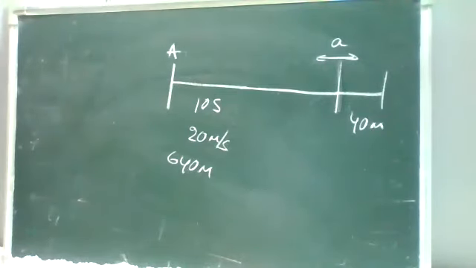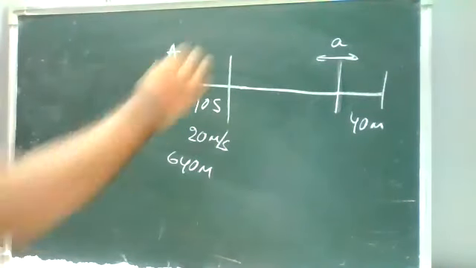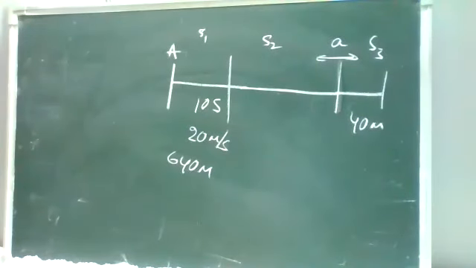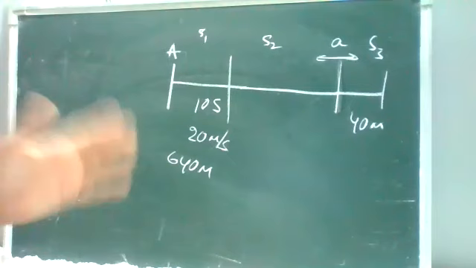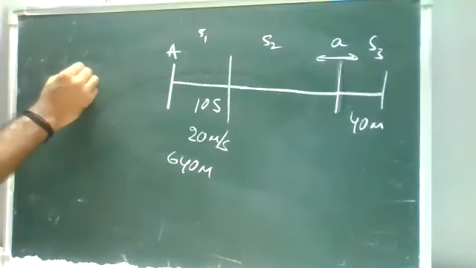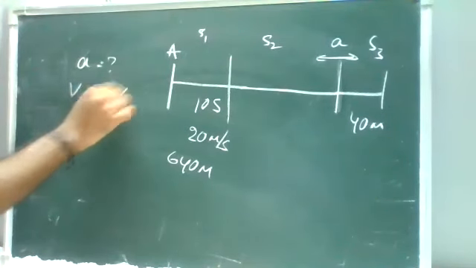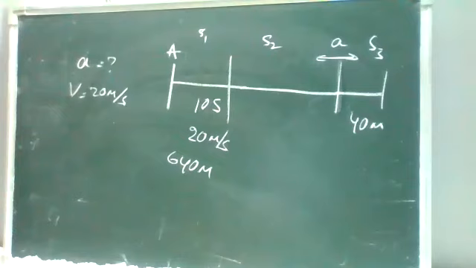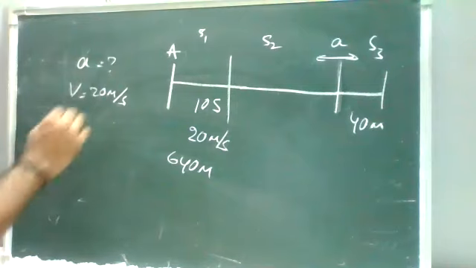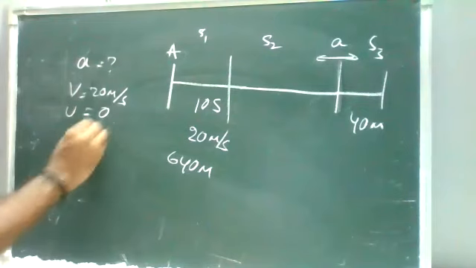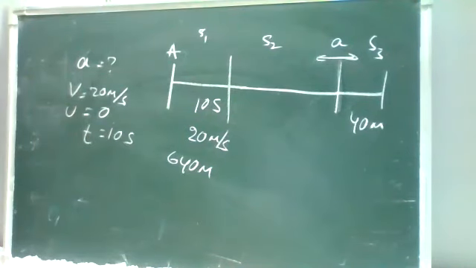Now we'll see one by one. For the first part, the first 10 seconds, I'll take the displacements as S1, S2, and S3. There are three different cases. First, we are going to find the acceleration with which it was moving. Here the acceleration we don't know. The final velocity v is 20 meter per second. The initial velocity u is equal to 0 because it starts from rest. Time period t is equal to 10 seconds.